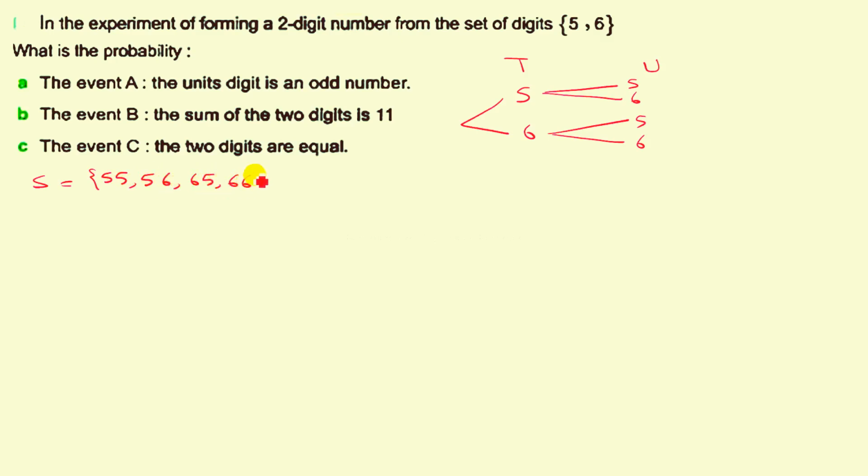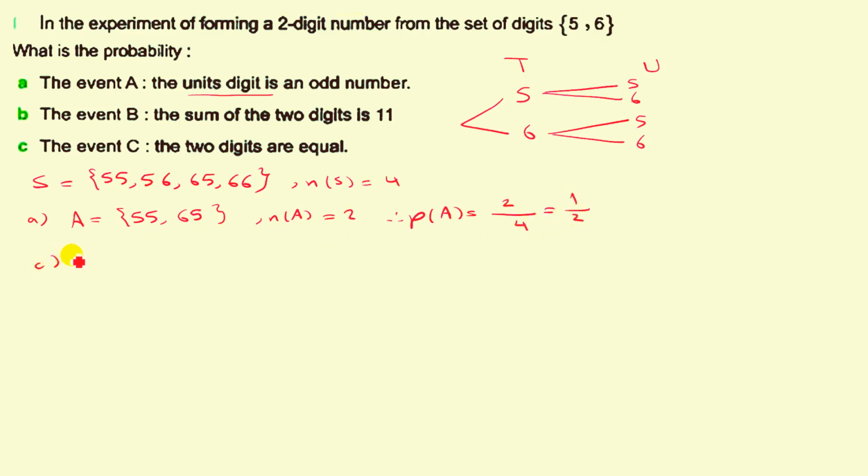65, 66. Number of elements of the sample space, 4 elements. Letter A, the event A, the units digit is an odd number. مين عنده اليونتس إيه odd؟ هنا 55، 56 اليونتس even، يبقى 55 and 65 اللي عندهم اليونتس odd. طبعا هنا number of elements of event A 2 elements, therefore probability of A equal number of A over total, 2 over 4, 1 over 2.